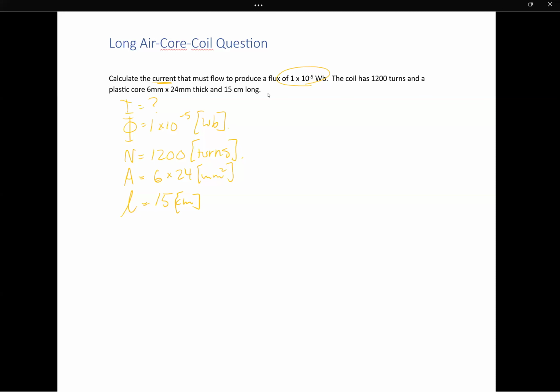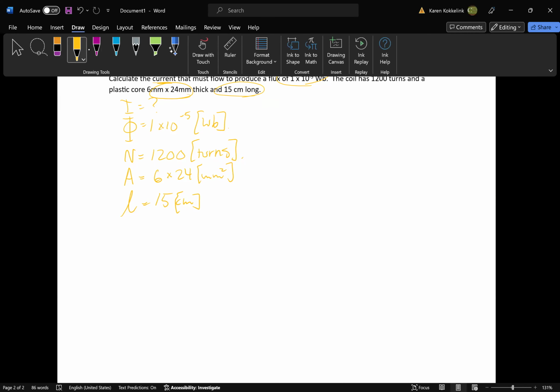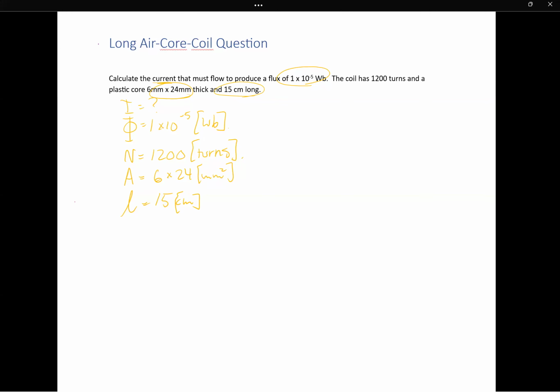So I reworded all of this. I see that this is a length times a width, so I did the cross-sectional area, and I reworded 15 centimeters long into mean path length because I know that that's what it represents. If I were to draw this, it would look something like this. It's a rectangular cross-section, and it's very long.